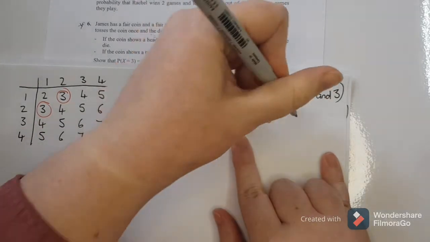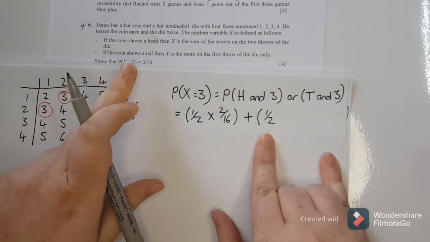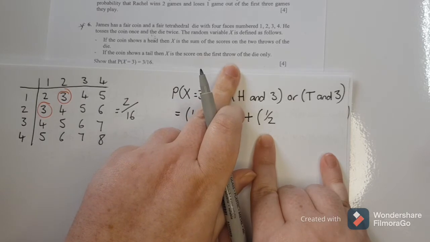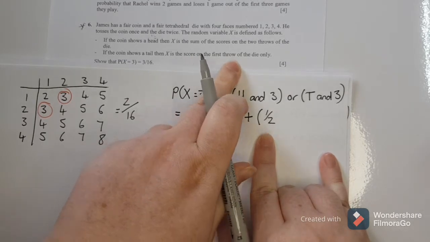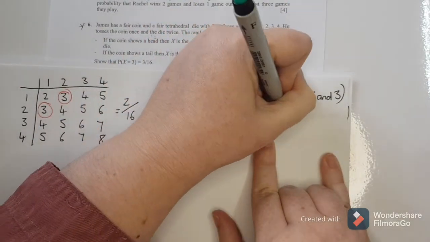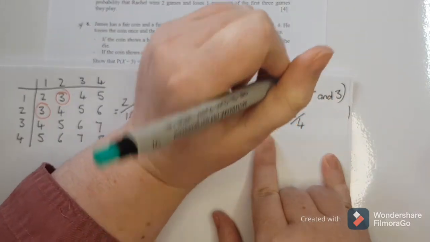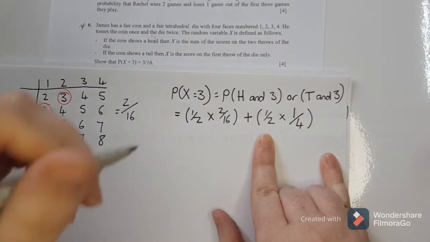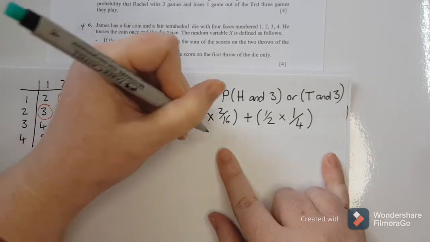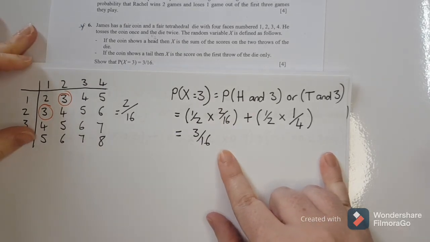Or, so we add, getting tails is also going to be 1 over 2. And if we got tails, that means that it was the score on the first throw only. So there's only 1 3 on our 4-sided dice. So we're going to get 1 out of the 4 sides to get our 3. And if we type that in our calculator, we get the answer of 3 over 16, which is what they told us to show.